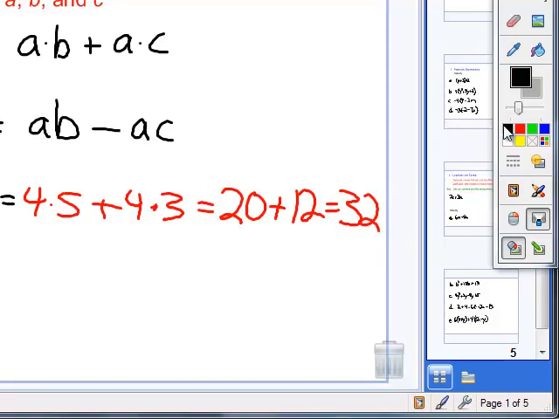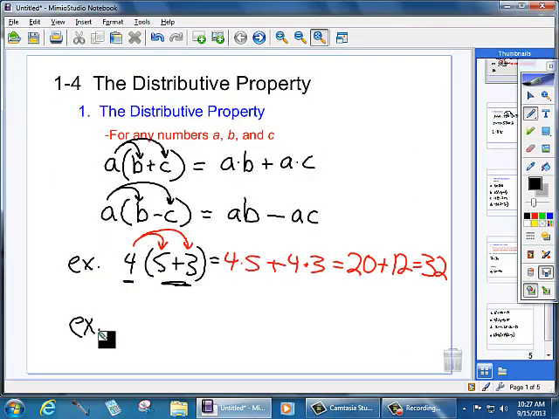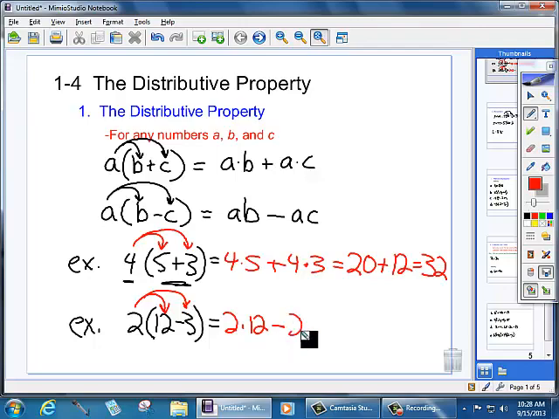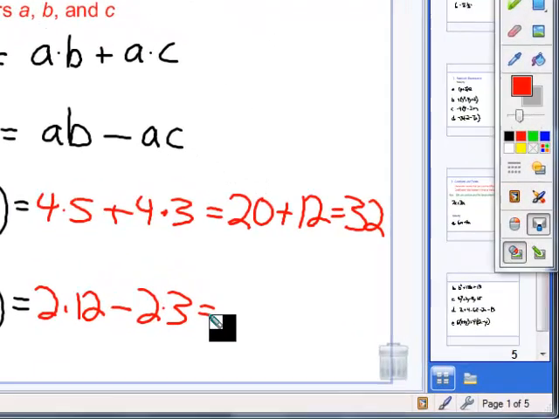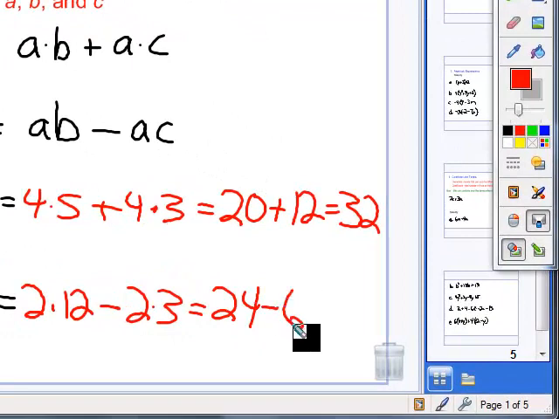Now, does it work over subtraction? Let's check it out. Let's take 2 times 12 minus 3. Well, that's just going to be 2 times 9, which is 18. Let's find out if it works. If I distribute the 2 over the 12, then over the 3, I should get 2 times 12 minus 2 times 3, which is 24 minus 6, which is in fact 18. Okay, now that's probably the long way to do it.